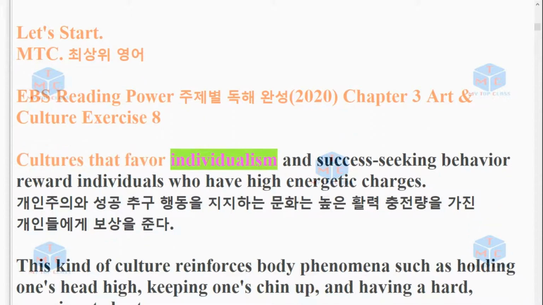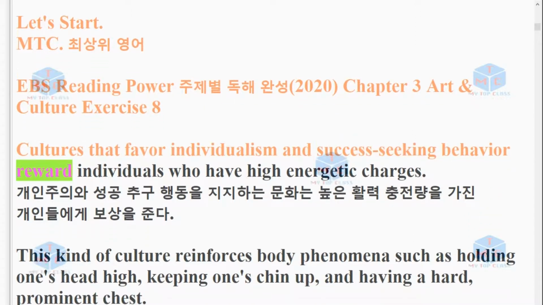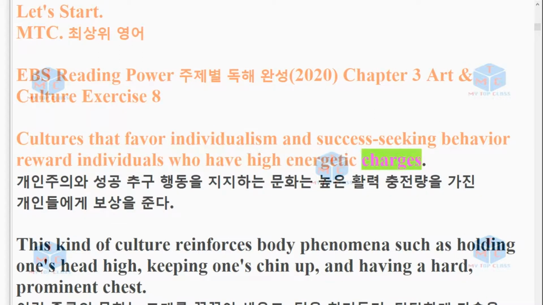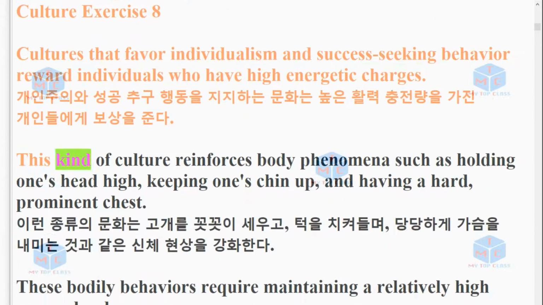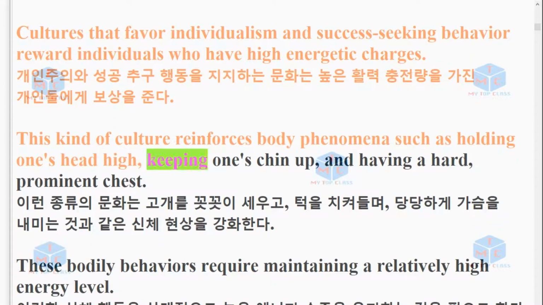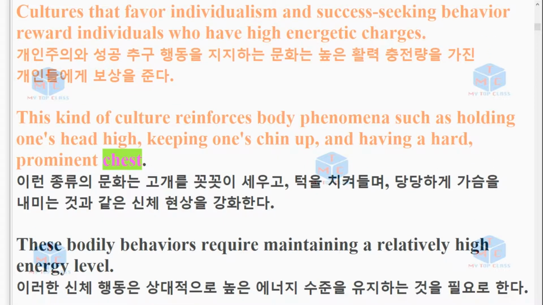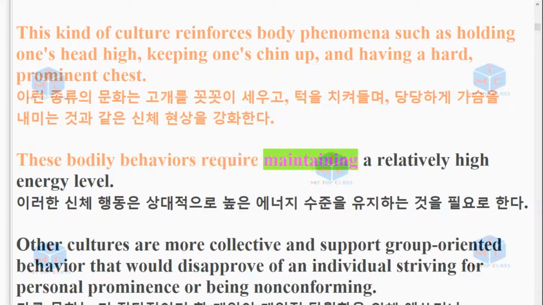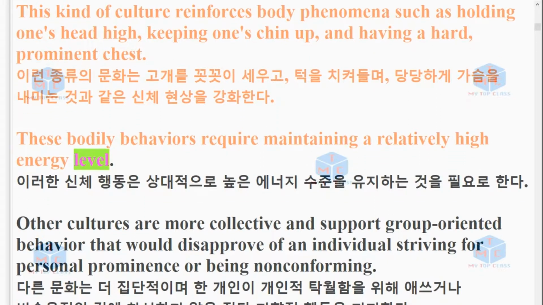Cultures that favor individualism and success-seeking behavior reward individuals who have high energetic charges. This kind of culture reinforces body phenomena such as holding one's head high, keeping one's chin up, and having a hard, prominent chest. These bodily behaviors require maintaining a relatively high energy level.